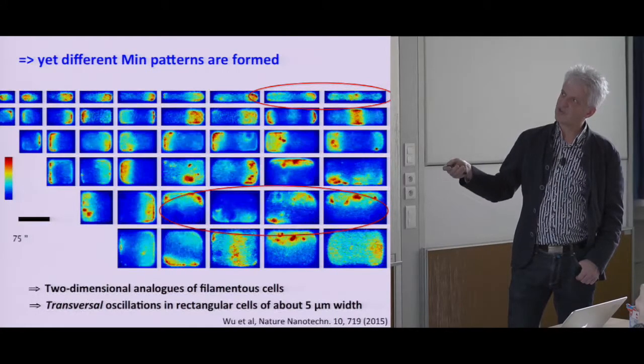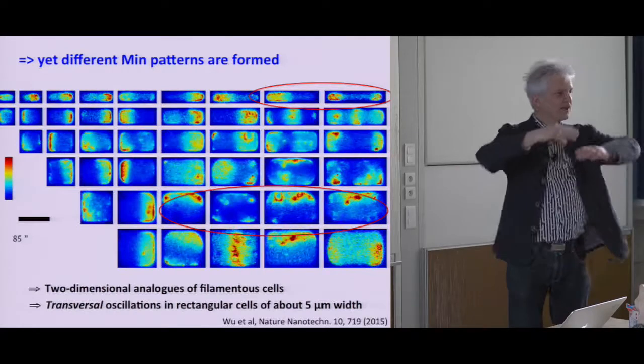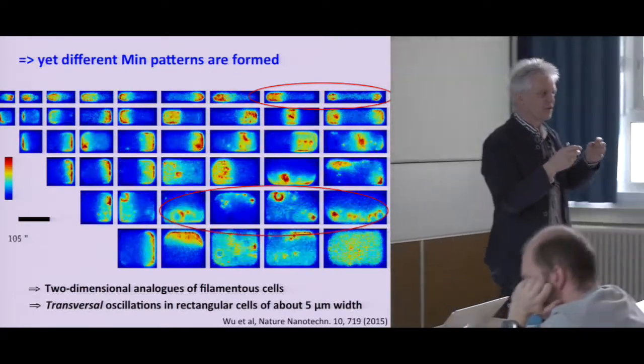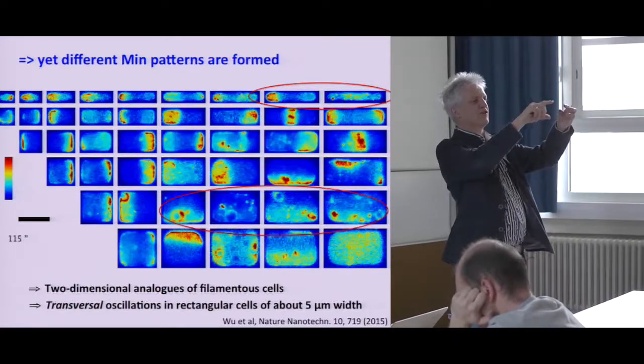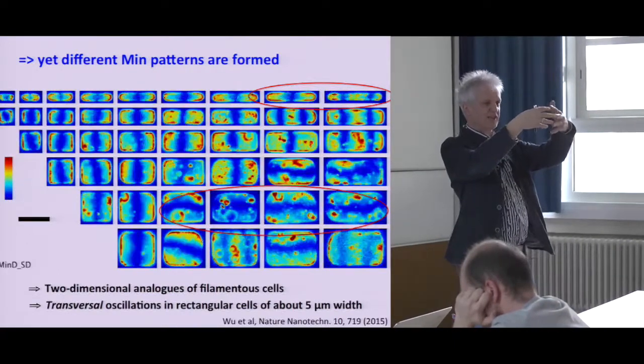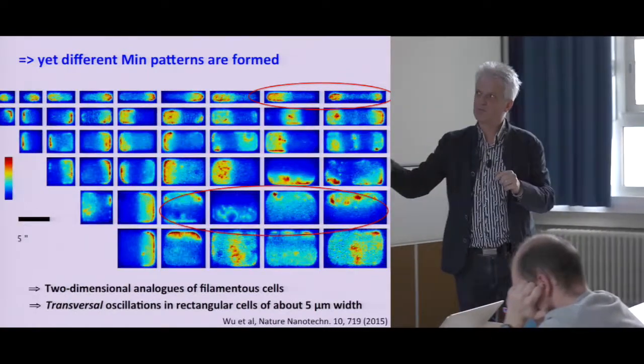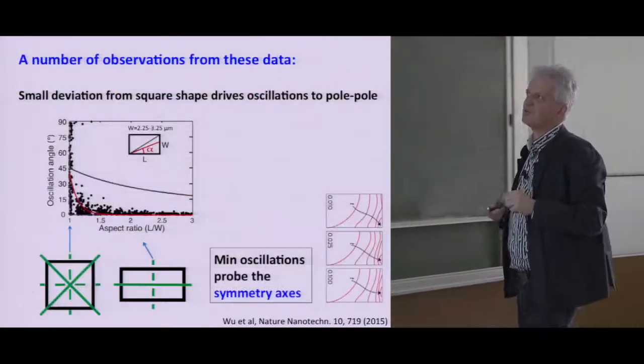But these cells, which have a width of about 5 microns, make transversal oscillations. And indeed, there are some organisms that do cell division not by growing longer and pinching off in the center, but by growing wider and pinching off from head to tail, like that. And they're probably underlied by these kinds of patterns. So shape is important to this pattern.